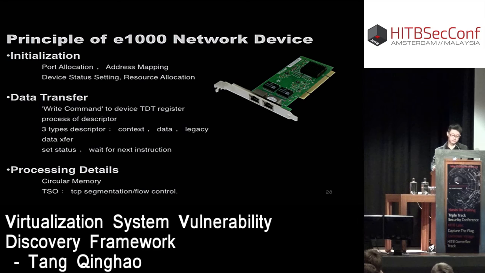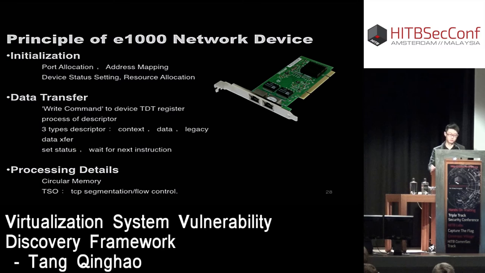There are three types of descriptor in the descriptor table: context descriptor, data descriptor, and legacy descriptor. According to the descriptor location and content, the gigabit network card will extract the network packet info and send it to a virtual device adapter, after which the TDT register will be set. And after that, a whole data packet transmission process is finished.